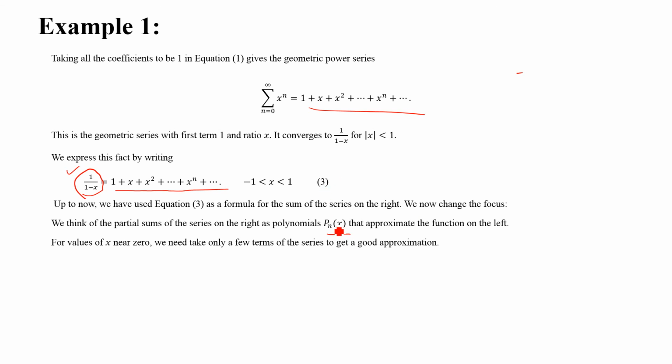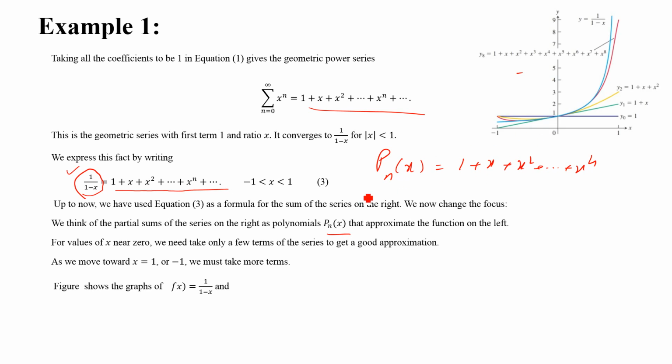So let's consider different partial sums of the series. That is, p_n(x) in this case is going to be 1 plus x plus x square up to x^n, right? So here is the figure. So what is p naught in this case? And p_n is denoted by y_n. So p naught, we are just going to take the first term, which is 1. That is, y naught is equal to 1. So y equal to 1 gives us this line. You can see this line. This is y naught equal to 1.